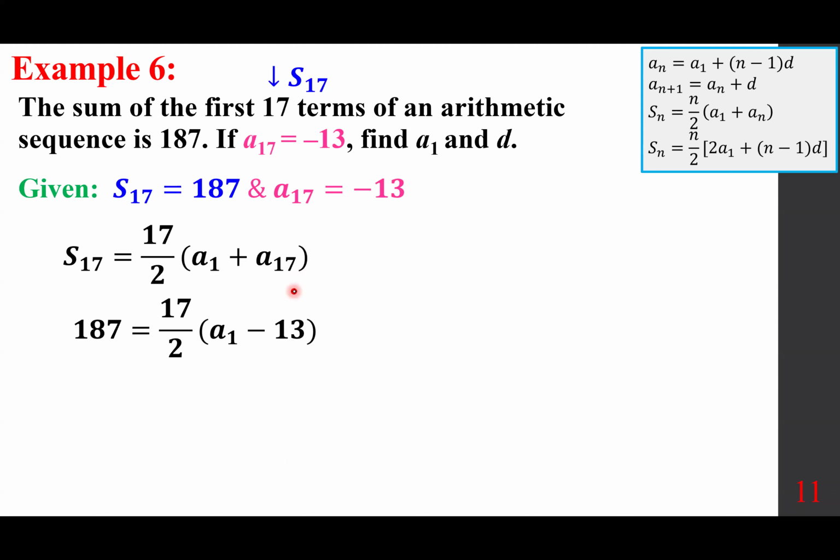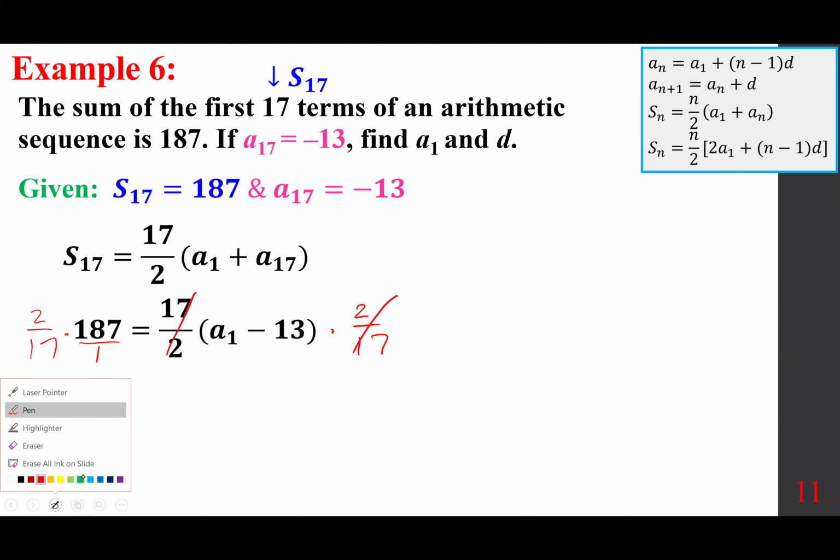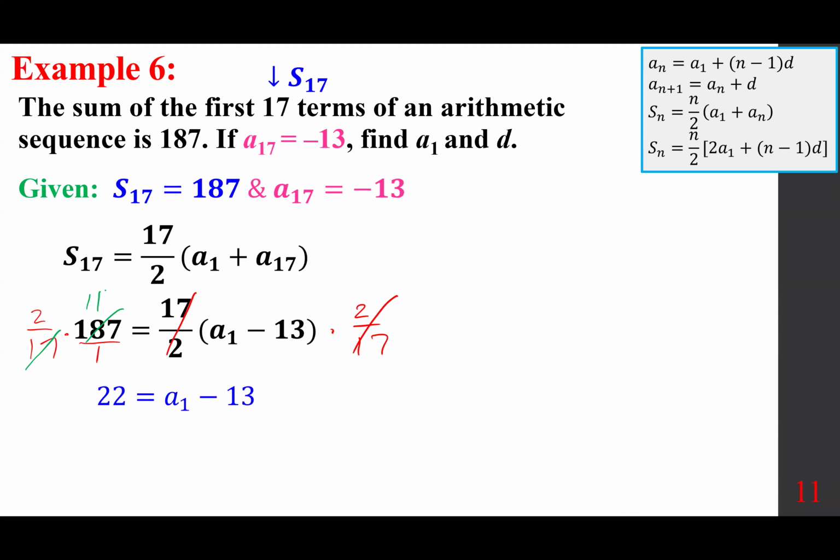The fastest way is to multiply both sides by 2 over 17. So if I multiply by 2 over 17, everybody, they cancel each other. So the right side is a1 minus 13. This is 11. So we get 22. We move negative becomes positive on the other side. A1 becomes 35.